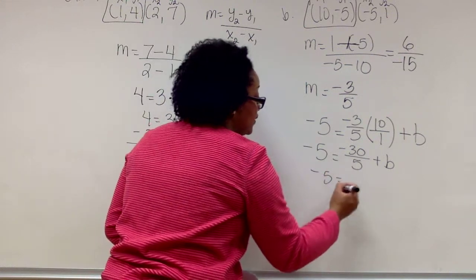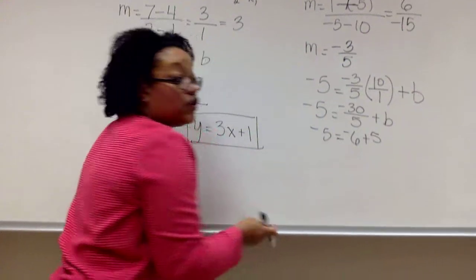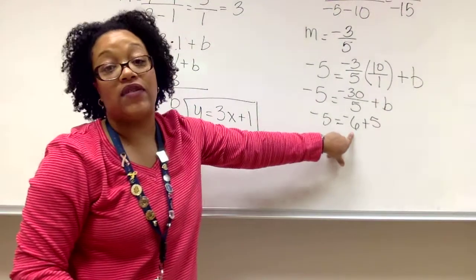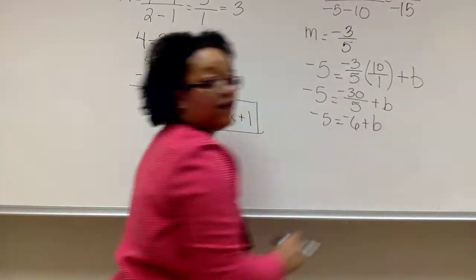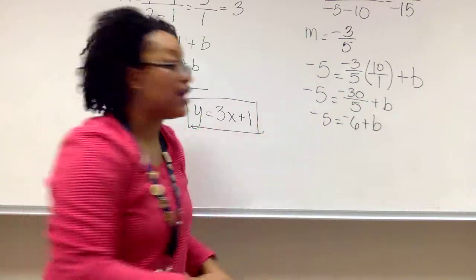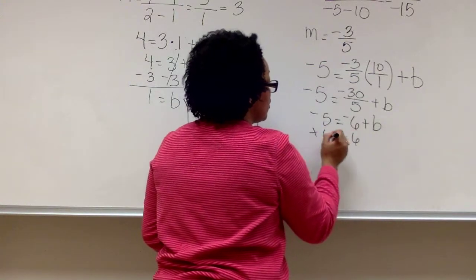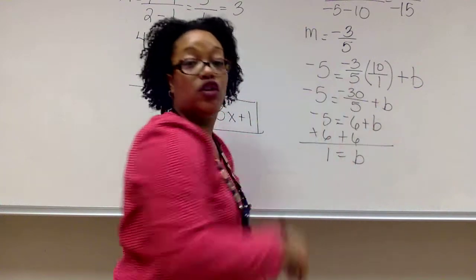Negative 5 is equal to negative 6 plus b. Now, even if you use the decimal, you should still have a negative 6. And I see it. I'm fixing it. I hear y'all saying it. So there it is. I fixed it. Okay. Solve for B. Negative 6. Add 6 to both sides. And if I don't hurry, this is going to run out. B is equal to 1. You do the rest.